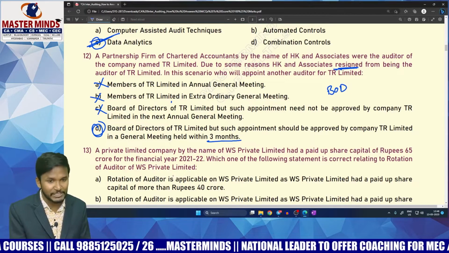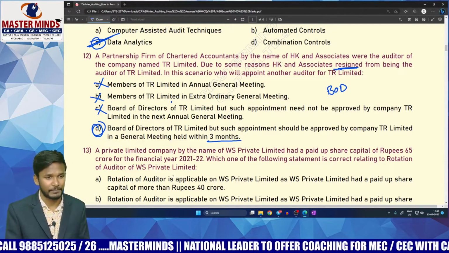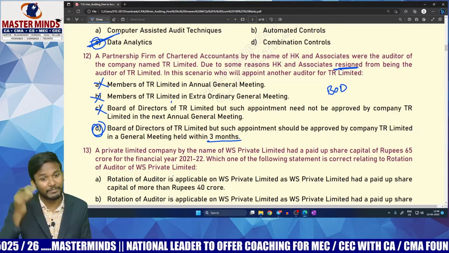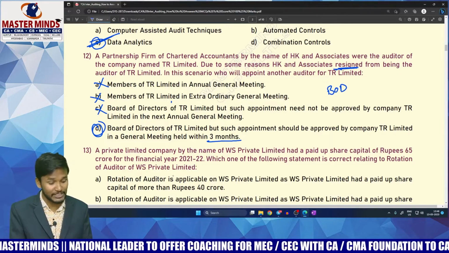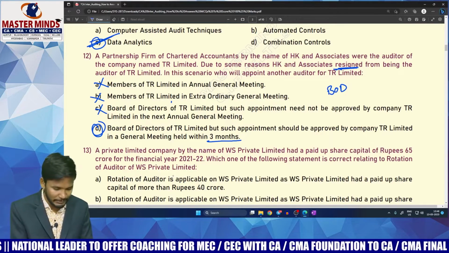A talks about AGM, it's not AGM, it's EGM or AGM, depends. B talks only about EGM. C talks about in the next AGM. That may be after 5 months, maybe 1 year. So absolutely wrong. What is the correct answer? More logical answer. D is also wrong, but I can say more logical answer. So D becomes the correct answer.